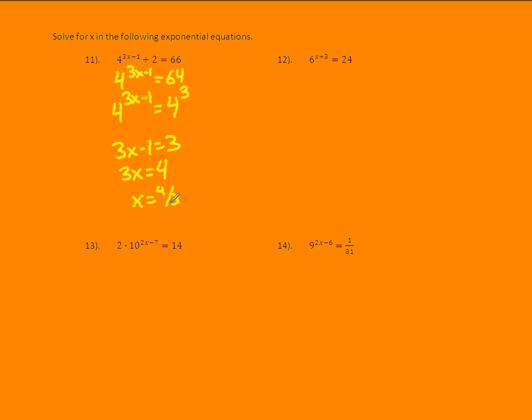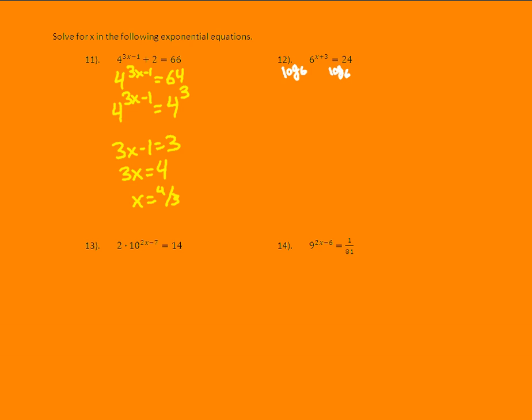Okay, and number 12, a common mistake. A lot of people will try and divide by 6 right away. You can't do that. There is no number that we can raise to a power and get 6, but raise to a different number to get 24. So all I'm going to do is take a log of both sides, log base 6 for both, because the number there is 6.